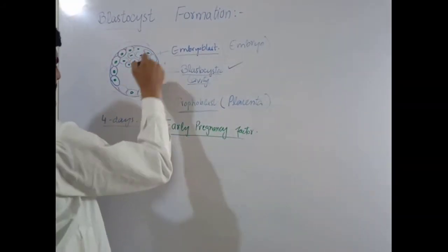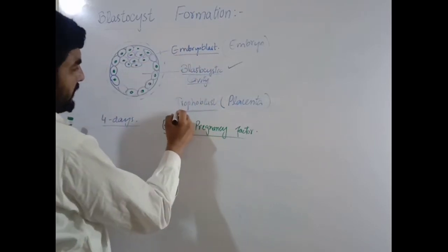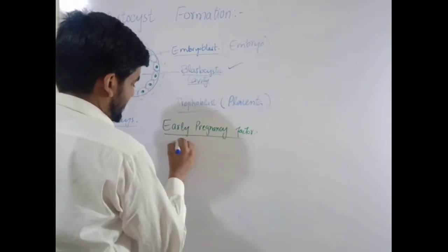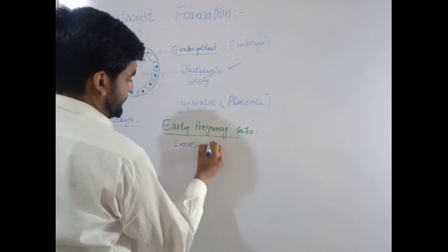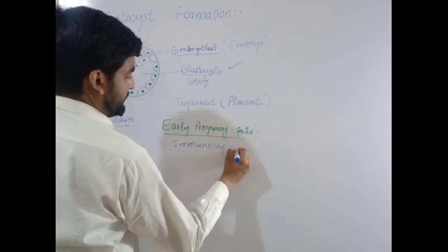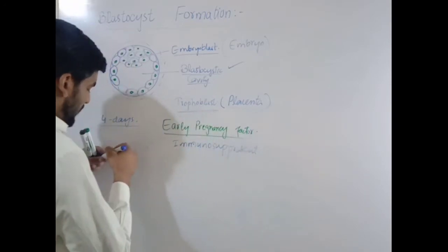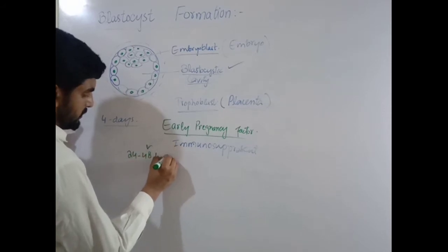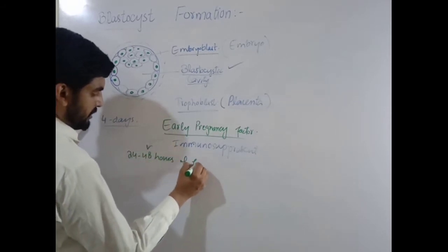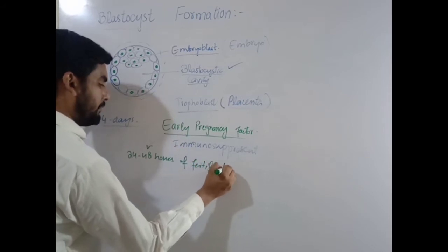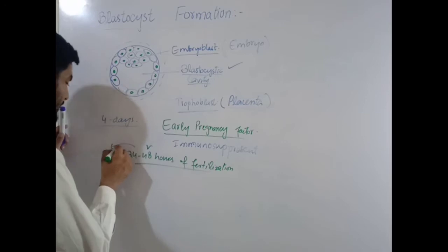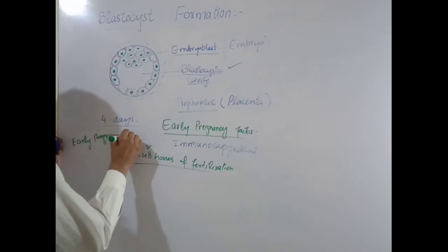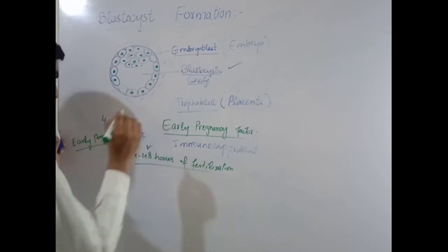Trophoblastic cells are present around the embryoblast. The trophoblastic cells give rise to early pregnancy factor, which is an immunosuppressant. It is present in the maternal serum after 24 to 48 hours of fertilization. So it provides the basis of the early pregnancy test.